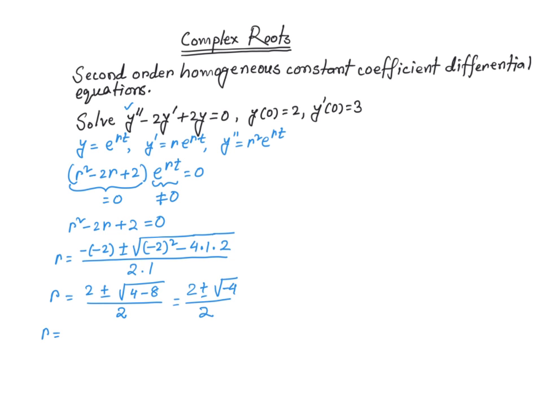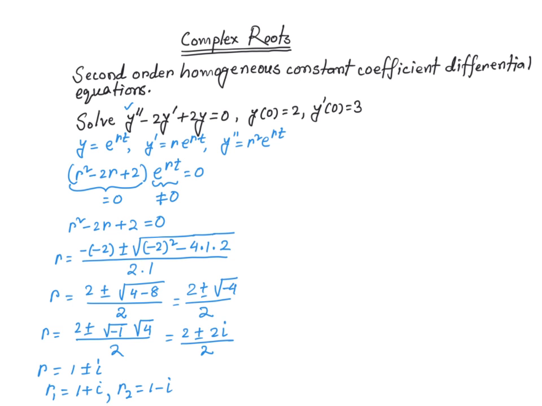That equals 2 plus or minus the square root of negative 4, which is the square root of negative 1, which is just i, times the square root of 4, divided by 2, which gives 2 plus or minus 2i, all of it divided by 2. So my r is 1 plus or minus i. My r1 is 1 plus i and my r2 is 1 minus i.